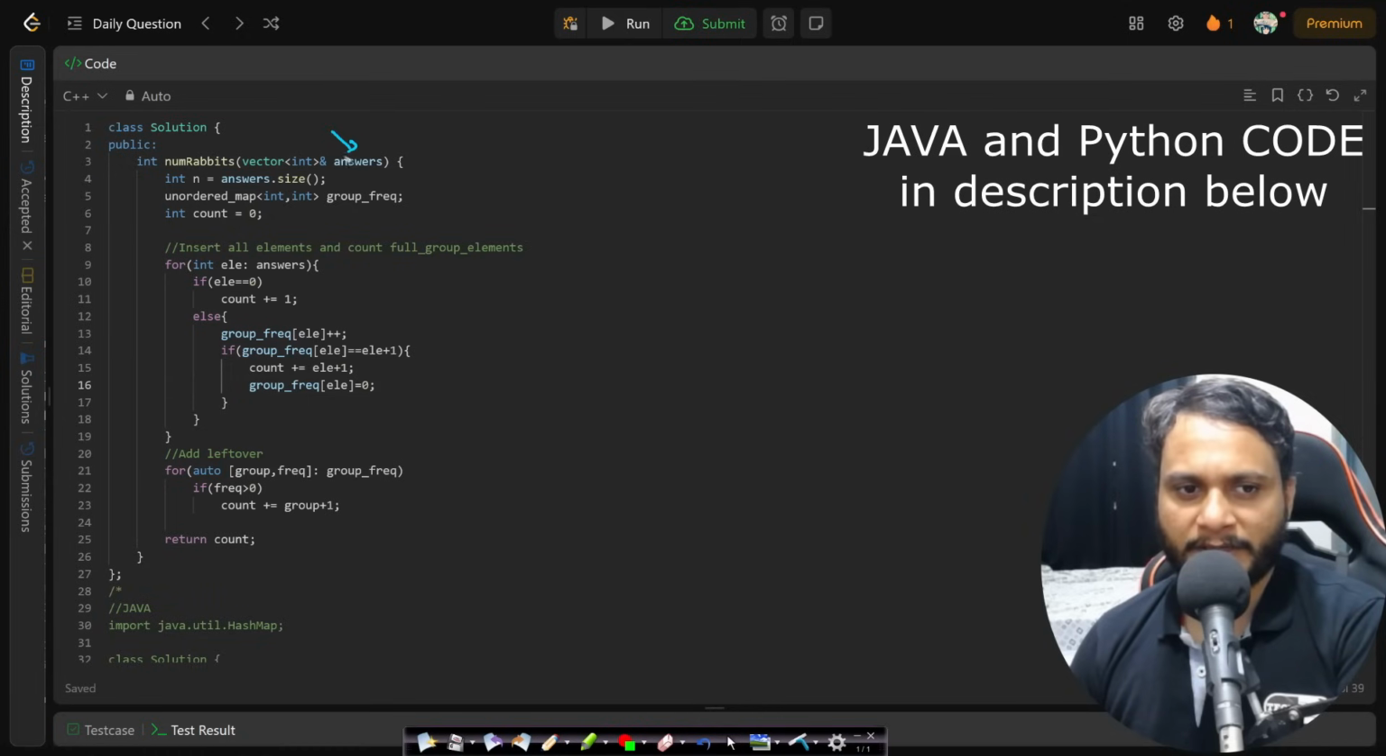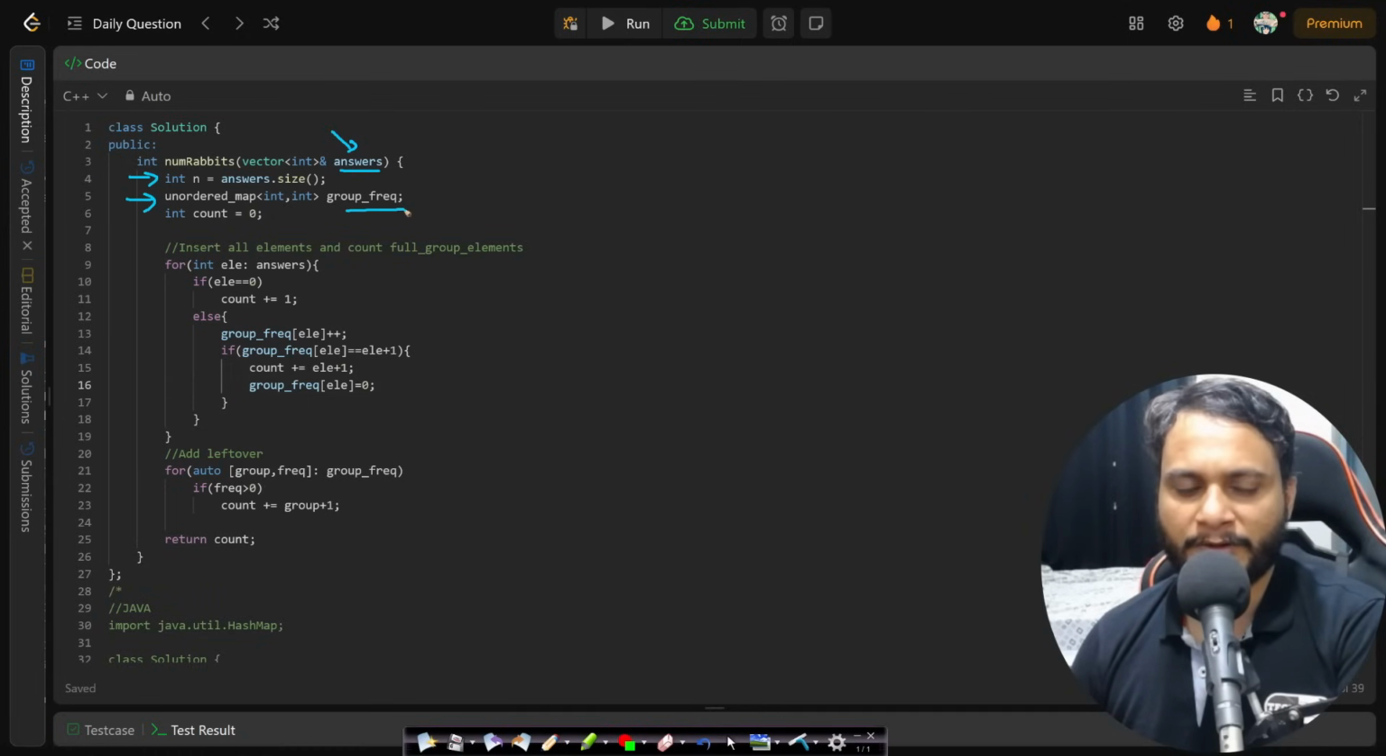In this problem, we are given the answers array. I'll be finding the size of the answers and taking the group frequency map and initializing the rabbit count to 0. Now I will be iterating through all the answers one by one, and I will be inserting all the elements and counting the full group elements in this case. Full group means whenever the key has a value which is equal to key plus 1, then a group has been completed. Okay, all those will be added here.